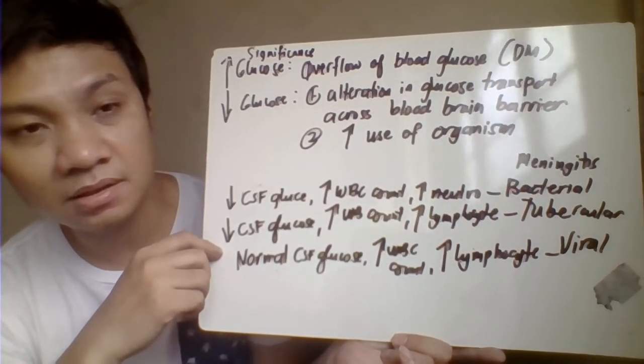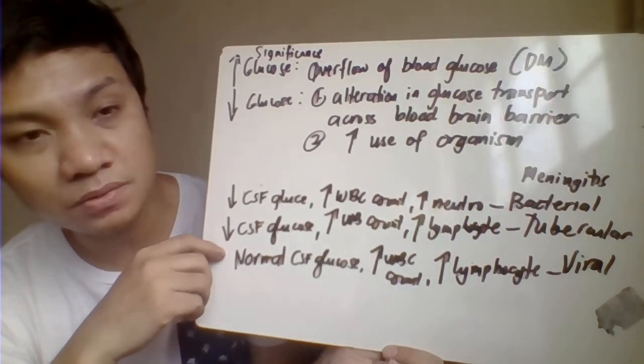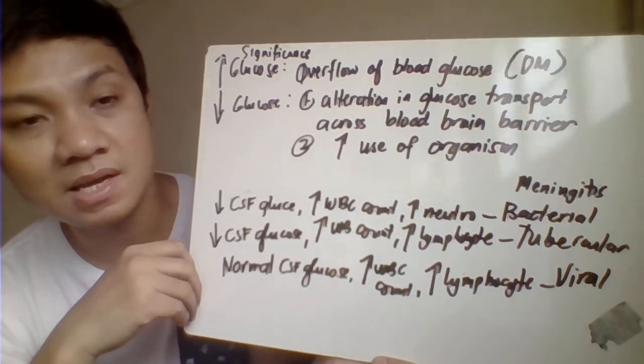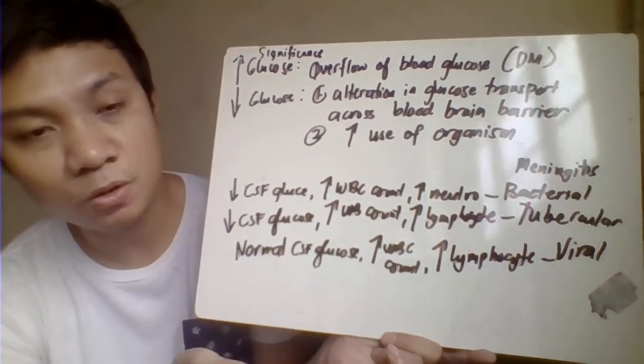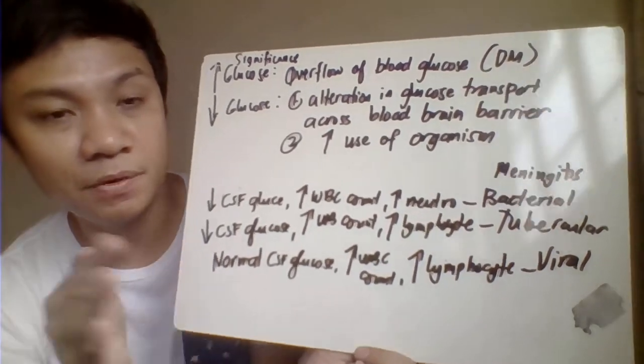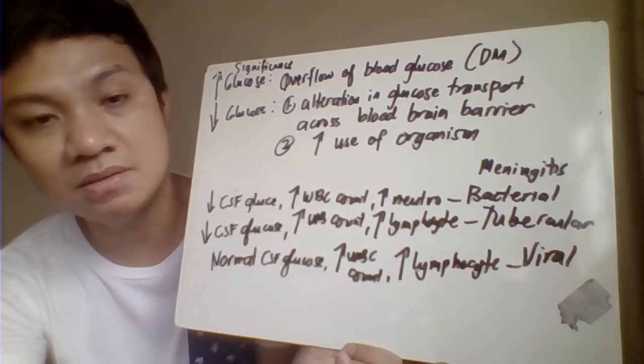Decreased CSF glucose, increased WBC count, increased lymphocytes. That's your tubercular meningitis. But if you have normal glucose, increased WBC counts, which are more of the lymphocytes, that's your viral meningitis.